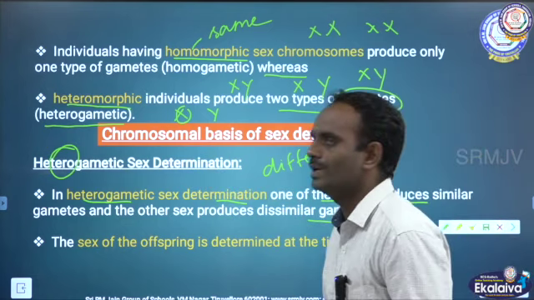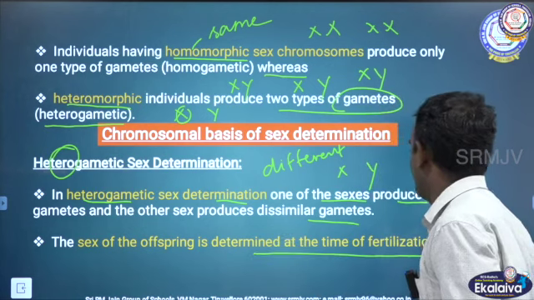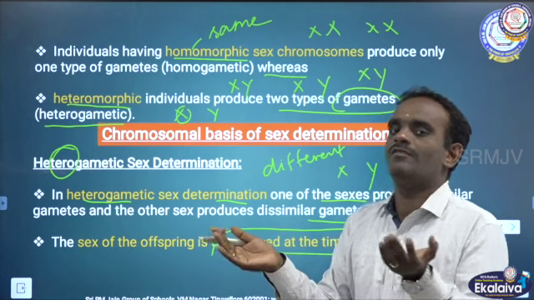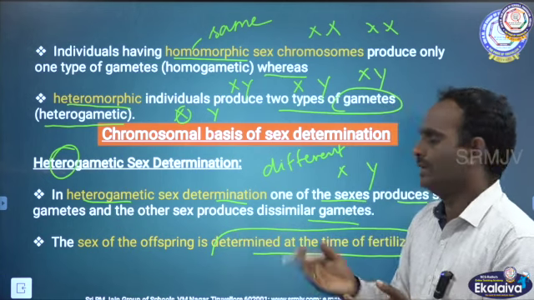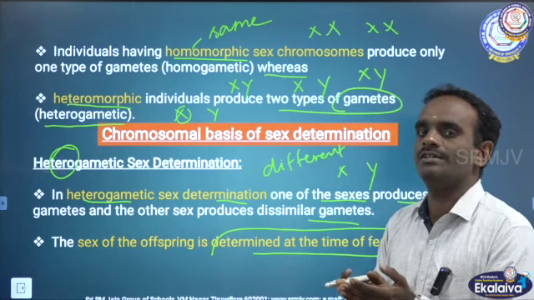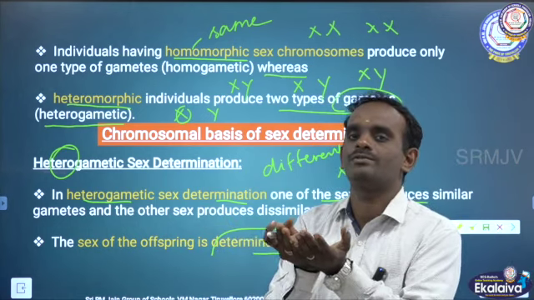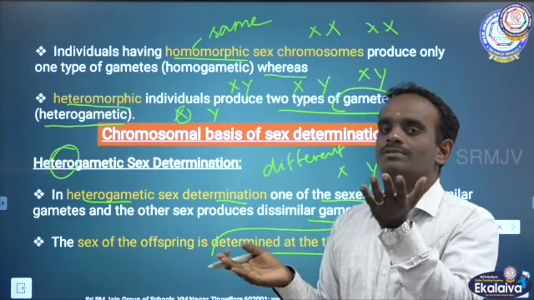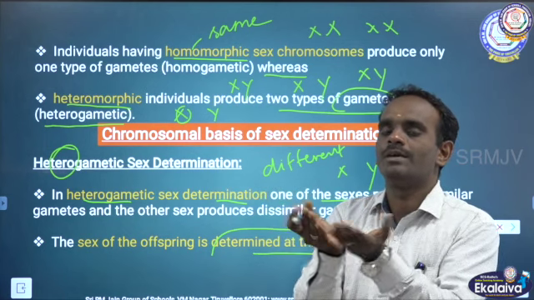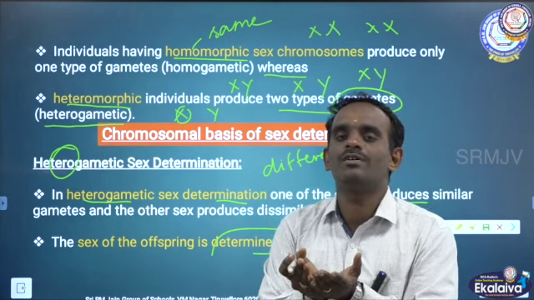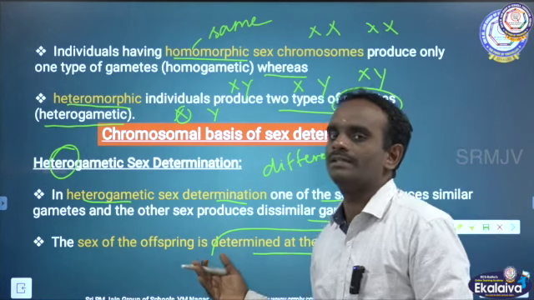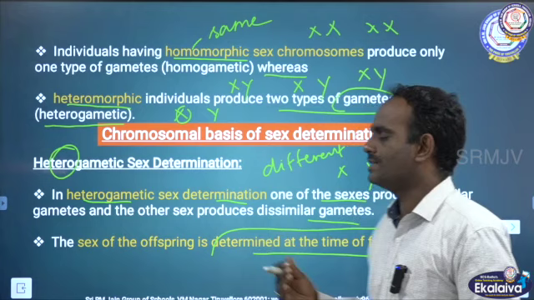The sex of the individual is determined at the time of fertilization only. We cannot predict earlier. During the time of fertilization, then only are we able to determine the sex of the individual. What is fertilization? The fusion of gametes to form a zygote. Male gamete and female gamete are fused. The process of fusion of these gametes is called fertilization. Only during fertilization can we predict the sex of an individual. Clear, children?